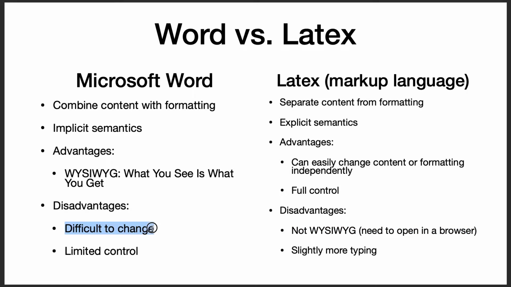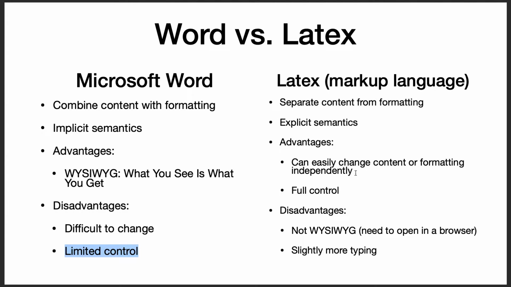Okay, and in terms of disadvantages for Word, sometimes it can be difficult to change certain things, because you combine the content with formatting and the semantics is implicit. For example, you want to position certain things or move certain things. Word just would not allow you to do it, and you would not know why. Very common. And similar to this, sometimes you have limited control. Again, it is because of the implicit semantics.